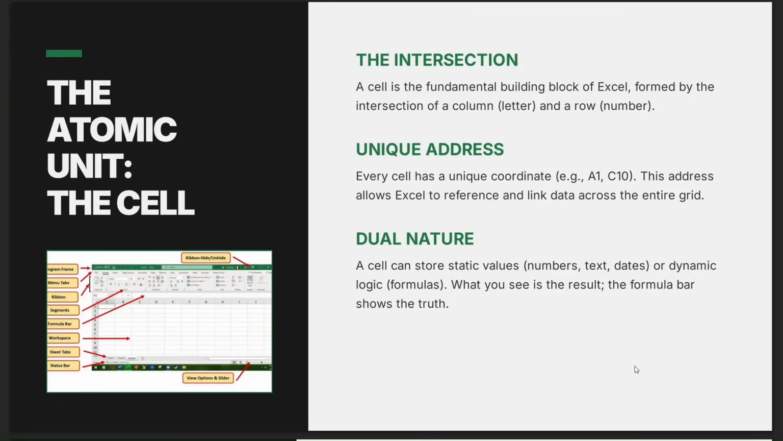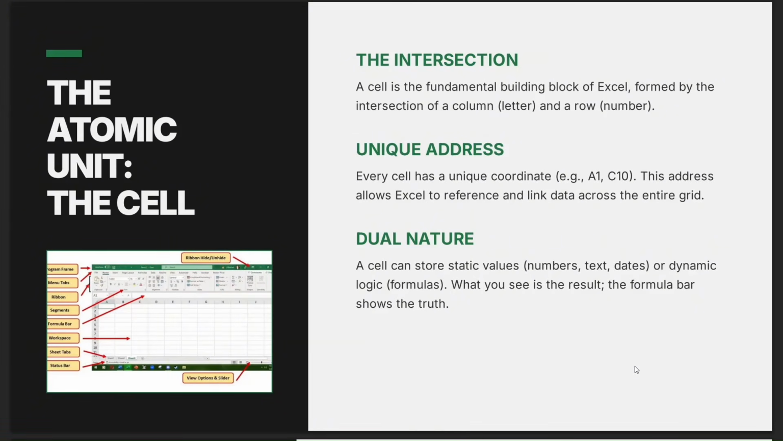The anatomy of a cell. Like I said, the cell is the intersection, and the cell is the fundamental building block for Excel. This is how it understands our data. It's formed by the intersection of a column and a row, or a letter and a number, and it has a unique address or a unique coordinate. This address allows Excel to reference and link the data across the entire grid. And then the last thing is that the cell can store static values, like numbers, text, dates, or dynamic ones like formulas, and this is dynamic logic.